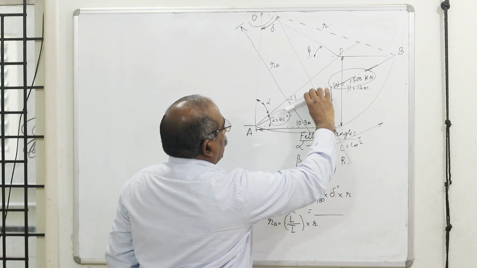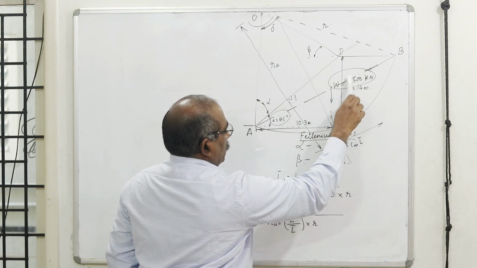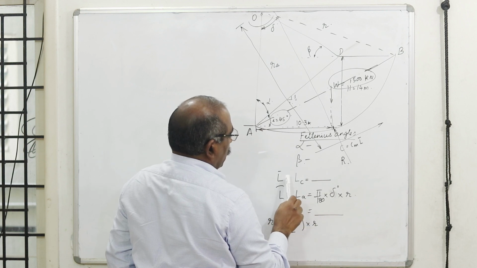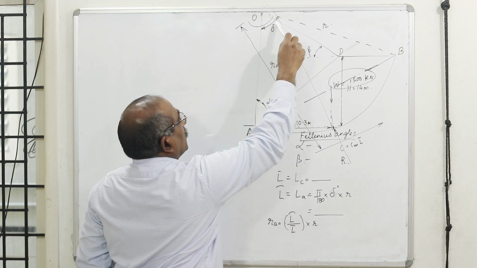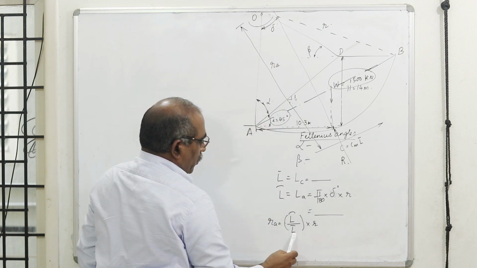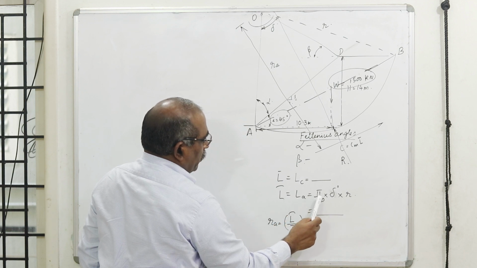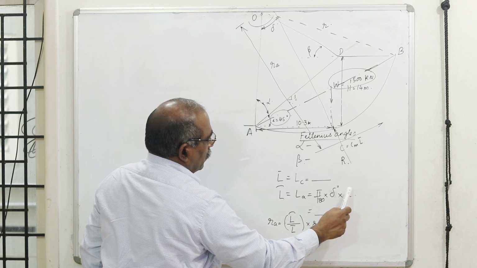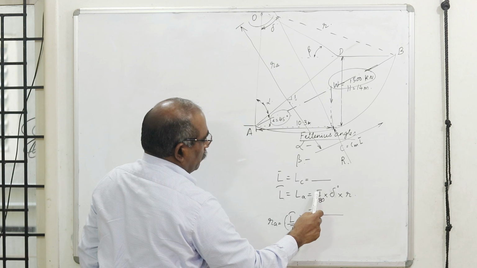Now we can measure this coordinate. We join A, B, and we can measure this to scale. You know the chord length, L chord. Then measure the central angle delta. Find out the arc length, pi by 180 into delta degrees into R. I am converting delta degrees into radians by multiplying by pi by 180.